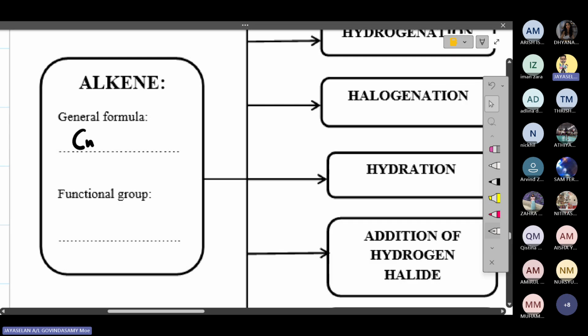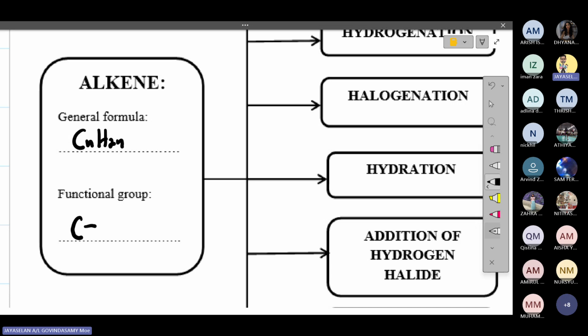Okay, now we continue with alkene. What is the general formula? CnH2n. What is the functional group? Must have C double bond C.